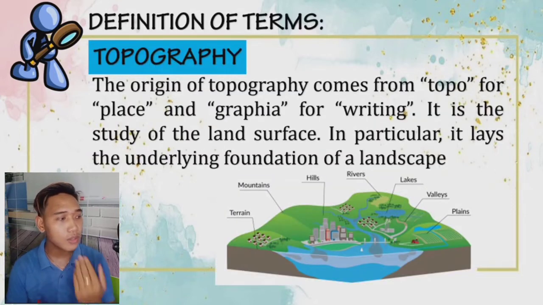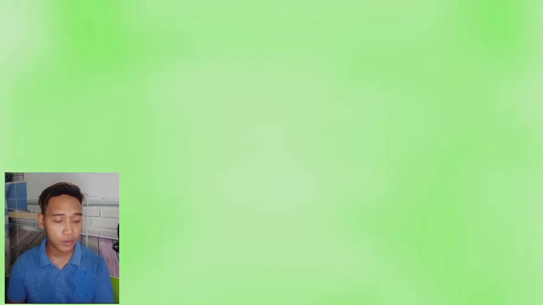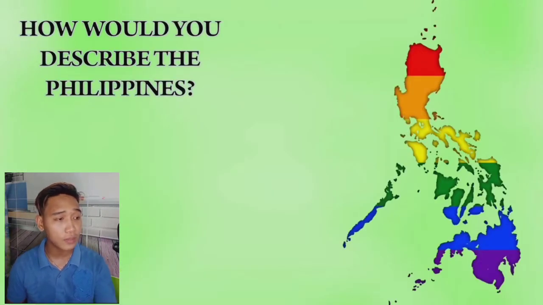The second word is topography. The origin of topography comes from topo for place and graphia for writing. It is the study of land surface. In particular, it lays the underlying foundation of the landscape. So those are the two words that you will encounter in this lesson. First, archipelago, and second, topography. Now let's move on to our question for this lesson.